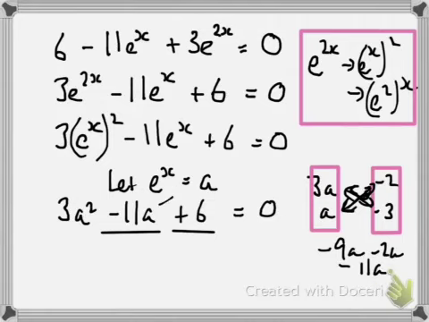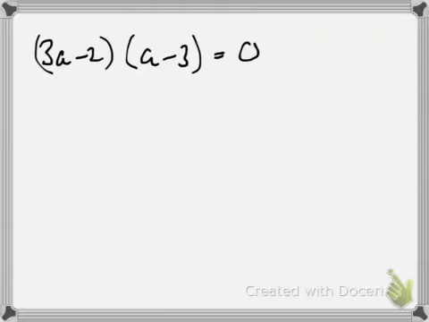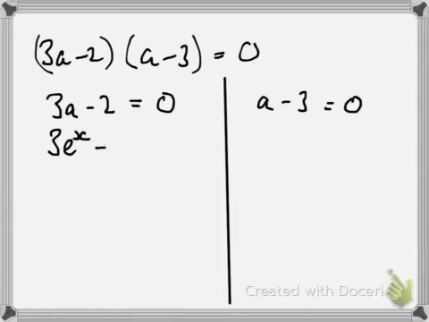So in other words, if I factorise this, I get 3a minus 2 and a minus 3 equals 0. Once I get to here, I've got my two separate scenarios: 3a minus 2 equals 0 and a minus 3 equals 0. And then I can do those separately. Now I can substitute back in because I know that a equals e to the power of x. So I substitute back the other way.